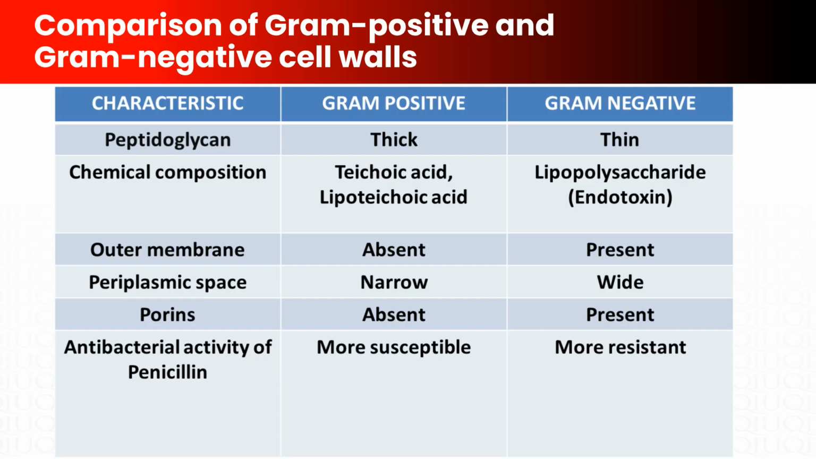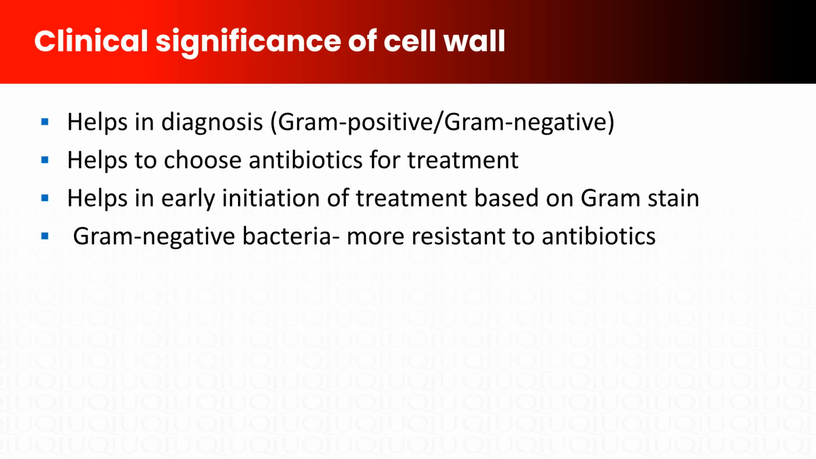A key comparison shows gram-positive bacteria have a thick peptidoglycan layer and are more susceptible to penicillin. Gram-negative bacteria have a thin peptidoglycan layer, an outer membrane, and are more resistant to antibiotics due to the presence of lipopolysaccharide and porins. The cell wall is clinically significant because it helps in diagnosis, distinguishing between gram-positive and gram-negative bacteria. This information aids in the early initiation of treatment and the selection of appropriate antibiotics, as gram-negative bacteria are generally more resistant.